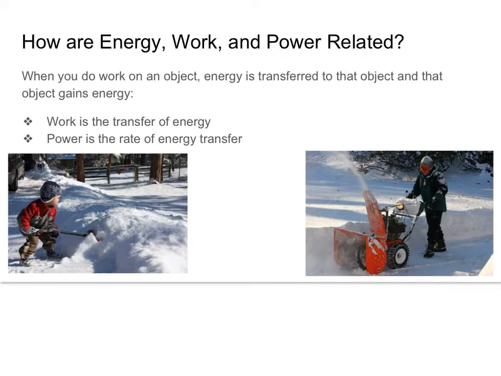Here we see two pictures. Work needs to be done here. We've got snow and it needs to be moved. Both of the people can do work on the snow. The little boy can shovel it and the man is using the snowblower to do work on the snow. Now, both of them can do the same amount of work. However, the snowblower is going to get the work done in a lot less time. Therefore, the snowblower has more power and is transferring energy faster than the little boy.